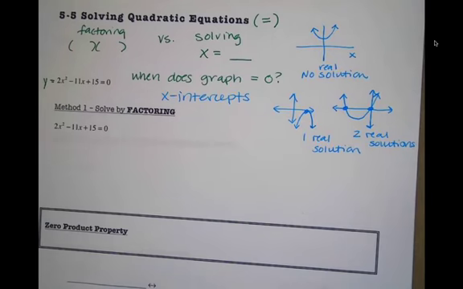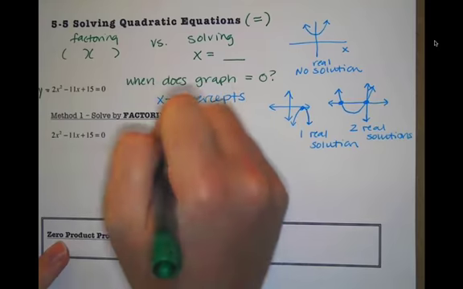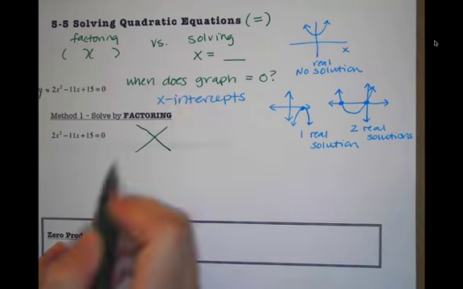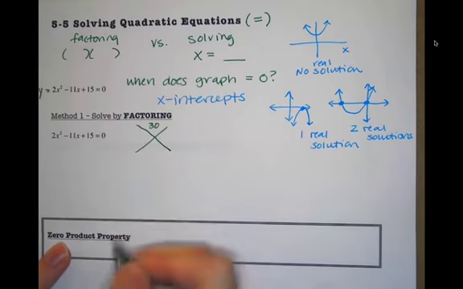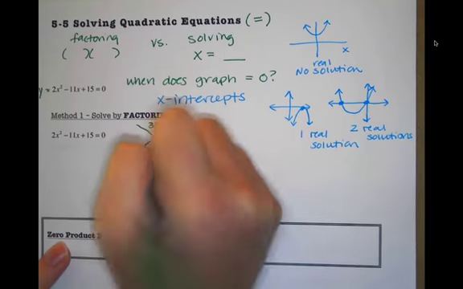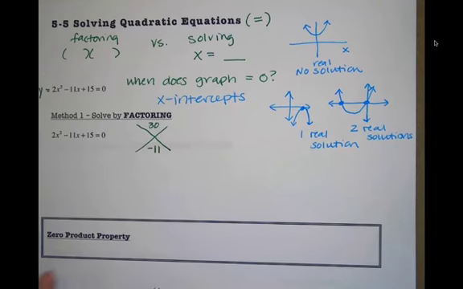Okay, so we're going to look at three methods today for solving quadratic equations, and the first method is to solve by factoring, and that's going to be exactly what it looks like. The first thing we're going to have to do is factor. Okay, so let's get our factor x. So we're going to need to do 2 times 15 in the top, so that's 30. And then in the bottom, I'll put negative 11. So I need factors of 30 that add to negative 11.